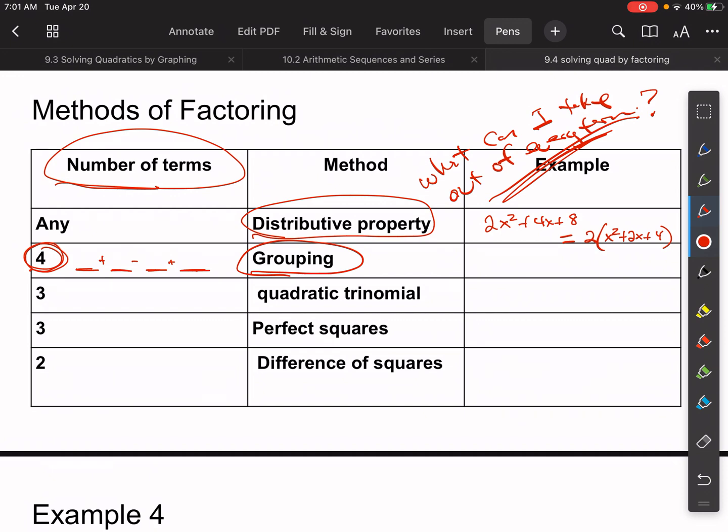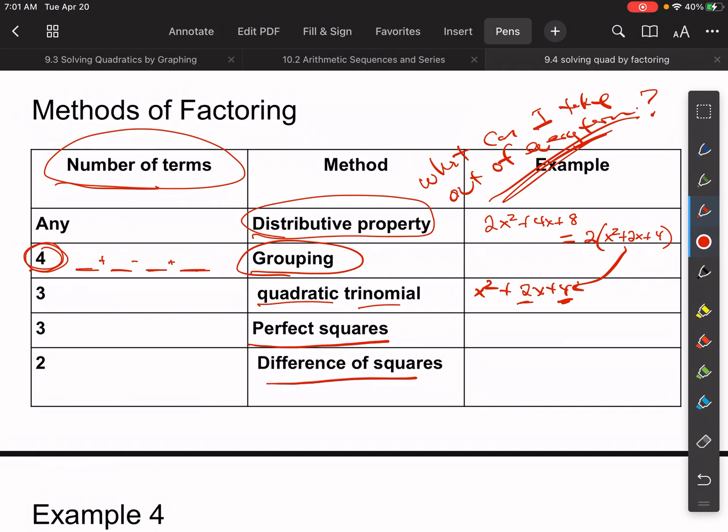Then with 3, it's a quadratic trinomial. That's just saying if we have 3 terms like x squared plus, I don't know, 2x plus 4, we can use the same example here. Then we're going to use that method where we say, okay, what 2 things multiply to give us 4 and add to give us 2? There might not be something here because I just made this up off the top of my head. All right, then we have the perfect squares and the difference of squares.